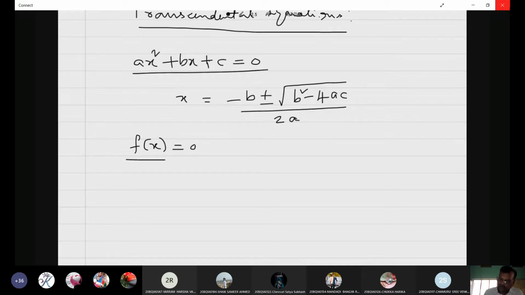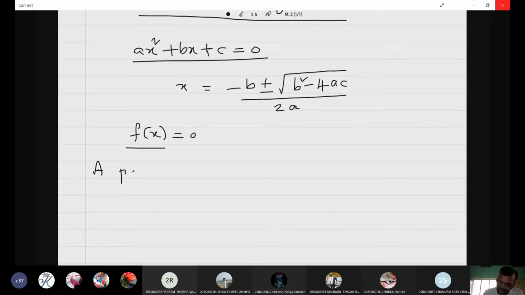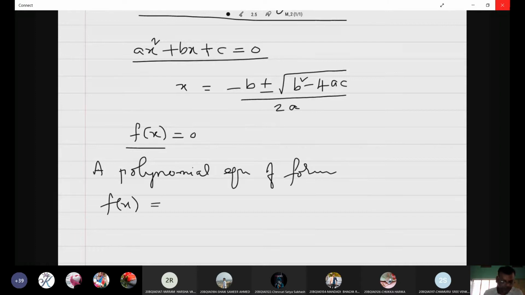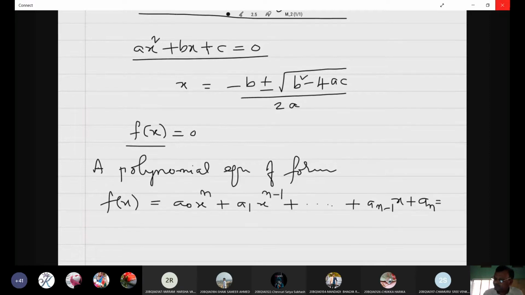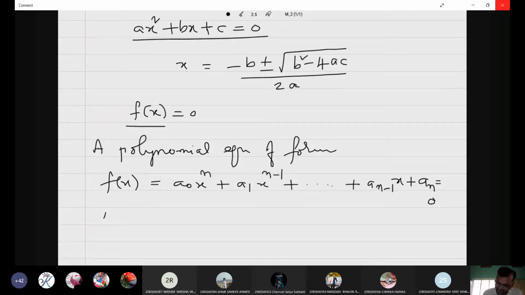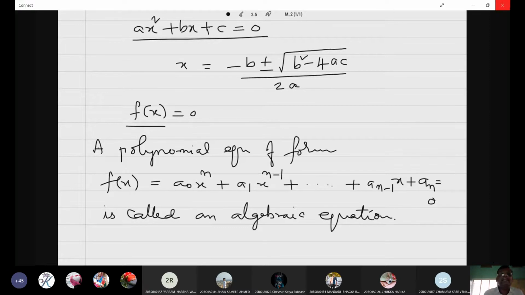Let us see how it is. A polynomial equation of the form f of x is equal to a naught x power n plus a1 x power n minus 1 plus and so on plus a n minus 1 x plus a n is equal to 0, a polynomial equation of nth degree, is called an algebraic equation. That means it consists only of polynomial terms in x.